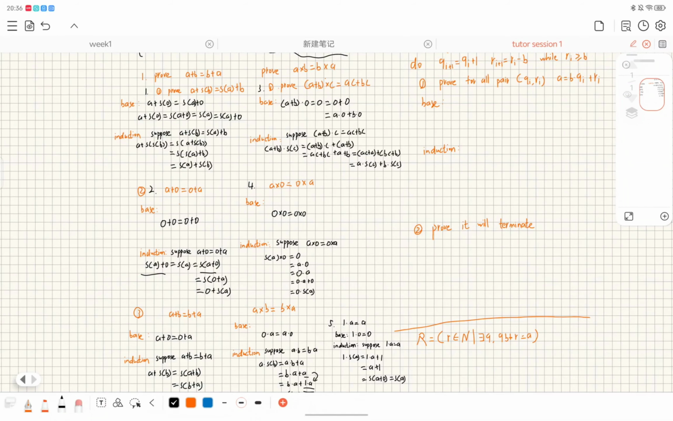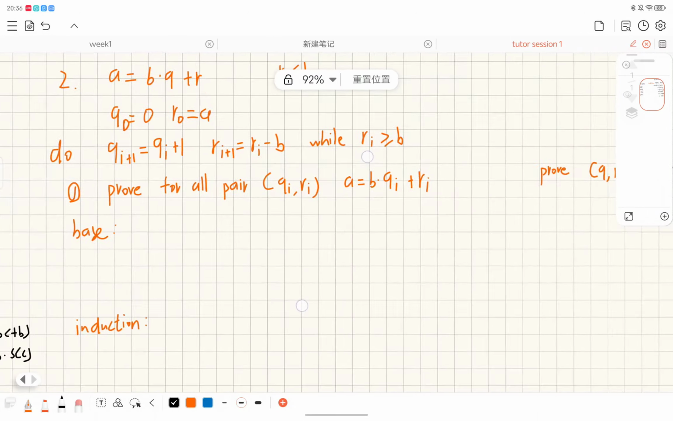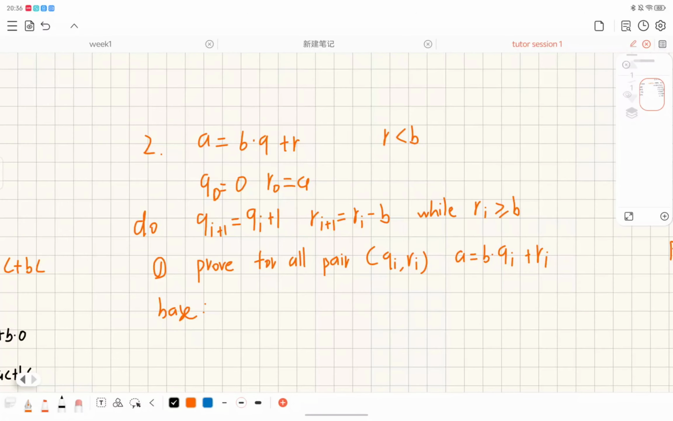Okay, then let's go to the next question. For the next question, we still have 2 parts. For the first part, we want to show that there are some Q and R, so that R is less than B, and A equals B times Q plus R. And here what I do is I try to construct such Q and R.